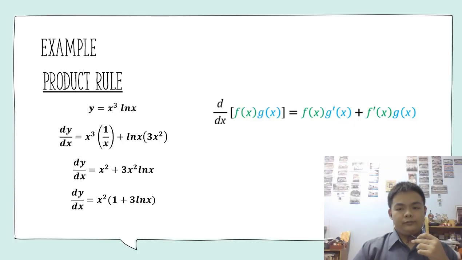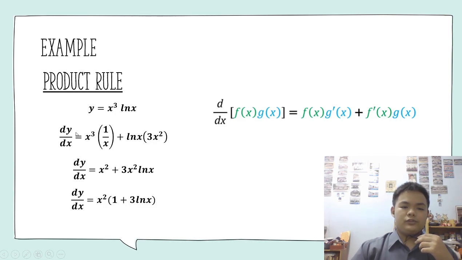Hi, I'm ONGLIHENG, and today I want to present the part on examples. So the first method that I use is the product rule. The question is y equals x to the power of 3 times ln x. Then there is the equation for the product rule. So f(x) is x to the power of 3, g(x) is ln x.